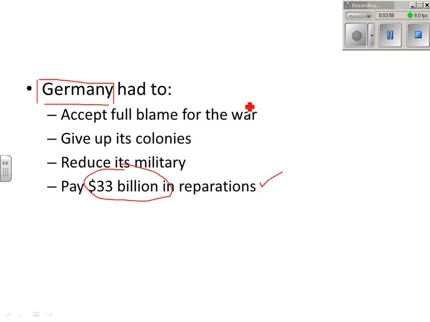These things, which we'll talk about when we do World War II, are going to lay the foundation for Adolf Hitler to come to power in the 1930s. Germany is just going to be devastated by the Treaty of Versailles, and they're going to look to someone to try and restore their fame, restore their might on the world stage.